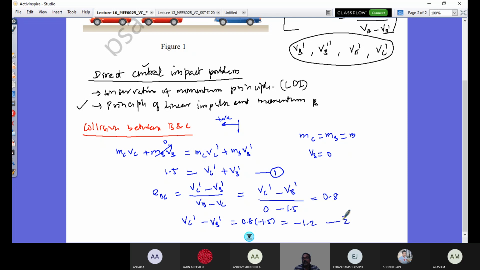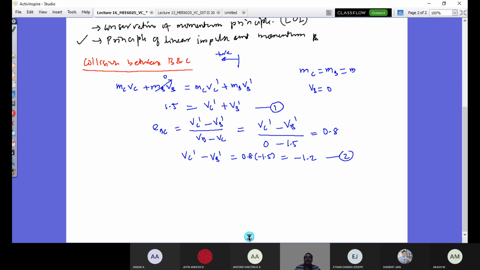Minus 1.2. That's my equation number two. So I have now two simultaneous equations. I can solve them. So if I solve that, what do I get? Solving one and two, I will get VC dash as 0.15 meter per second, a positive value. That positive value shows that the motion of this vehicle after collision is in the same forward direction.